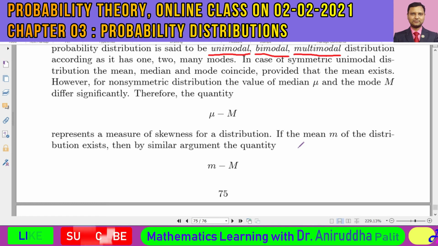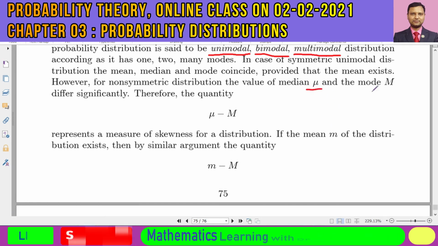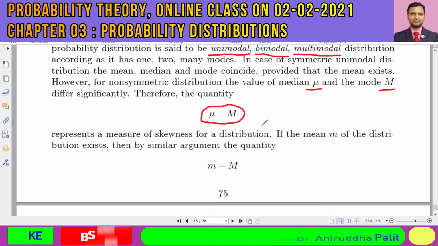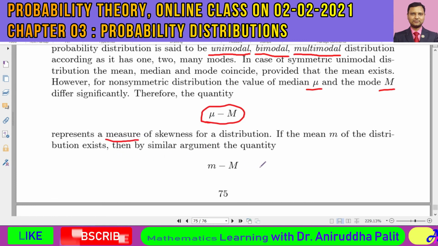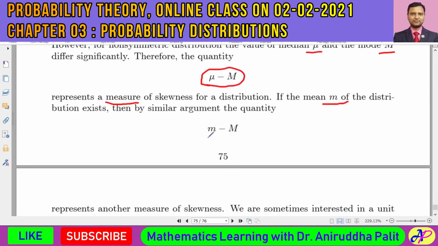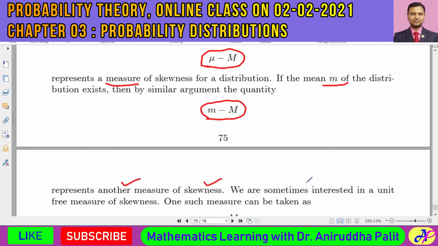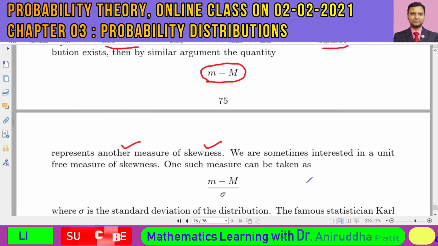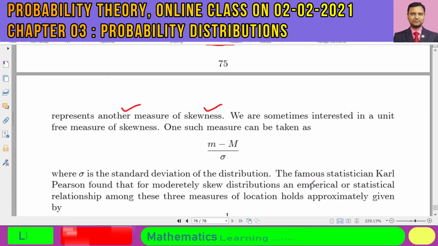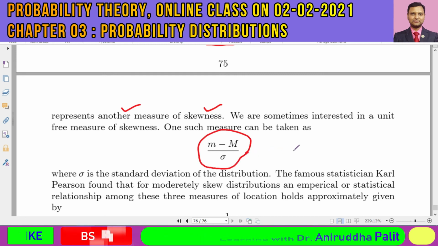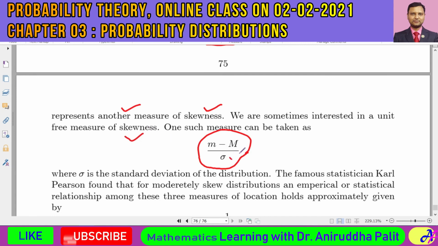If the distribution is not symmetric, then the value of the median and the value of the mode would be different. Therefore this difference, mu minus M, is sometimes taken as a measure of skewness. If in a certain distribution the mean exists, even then we can similarly define this difference. We can consider this difference, M minus small m, as another measure of skewness. And sometimes we require a unit free measure, and such a unit free measure is defined as (mu minus M) divided by sigma. That would be a unit free measure of skewness, where sigma is the standard deviation of the distribution. Therefore, in such a distribution, the standard deviation must exist.